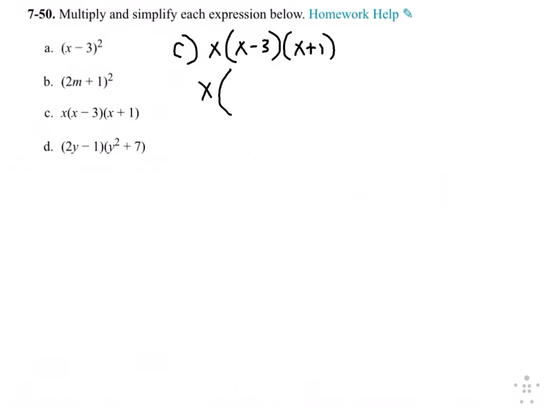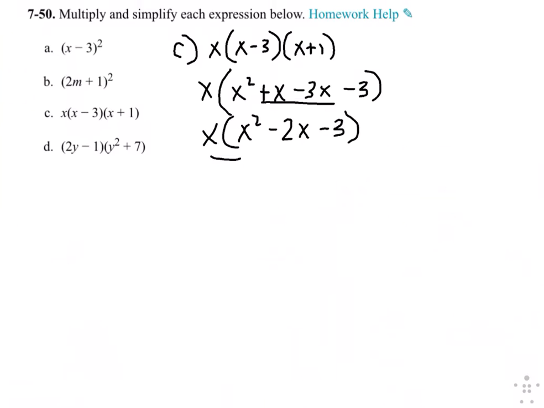So then I get x times x is x², x times 1 is plus x, minus 3 times x is minus 3x, minus 3. So then this is x², these are like terms, right? Minus 2x minus 3. And now I have to distribute the x in, right? Okay, so I get x³ - 2x² - 3x.